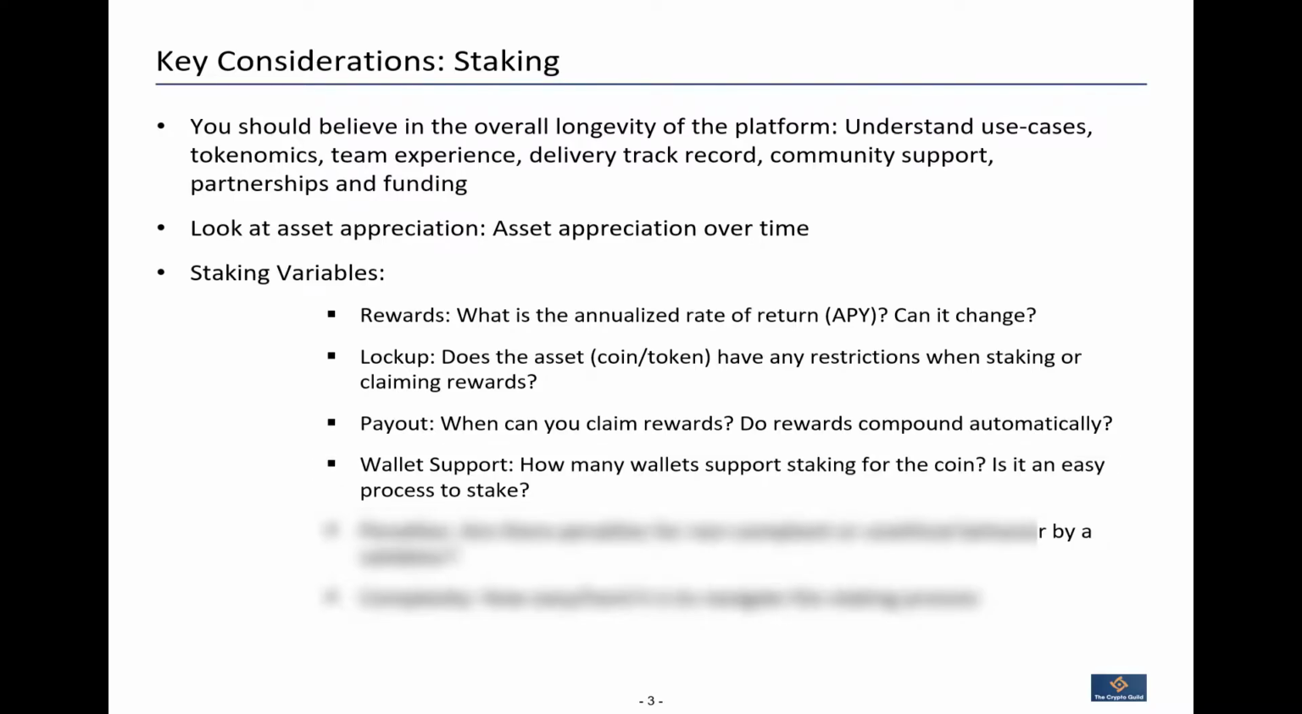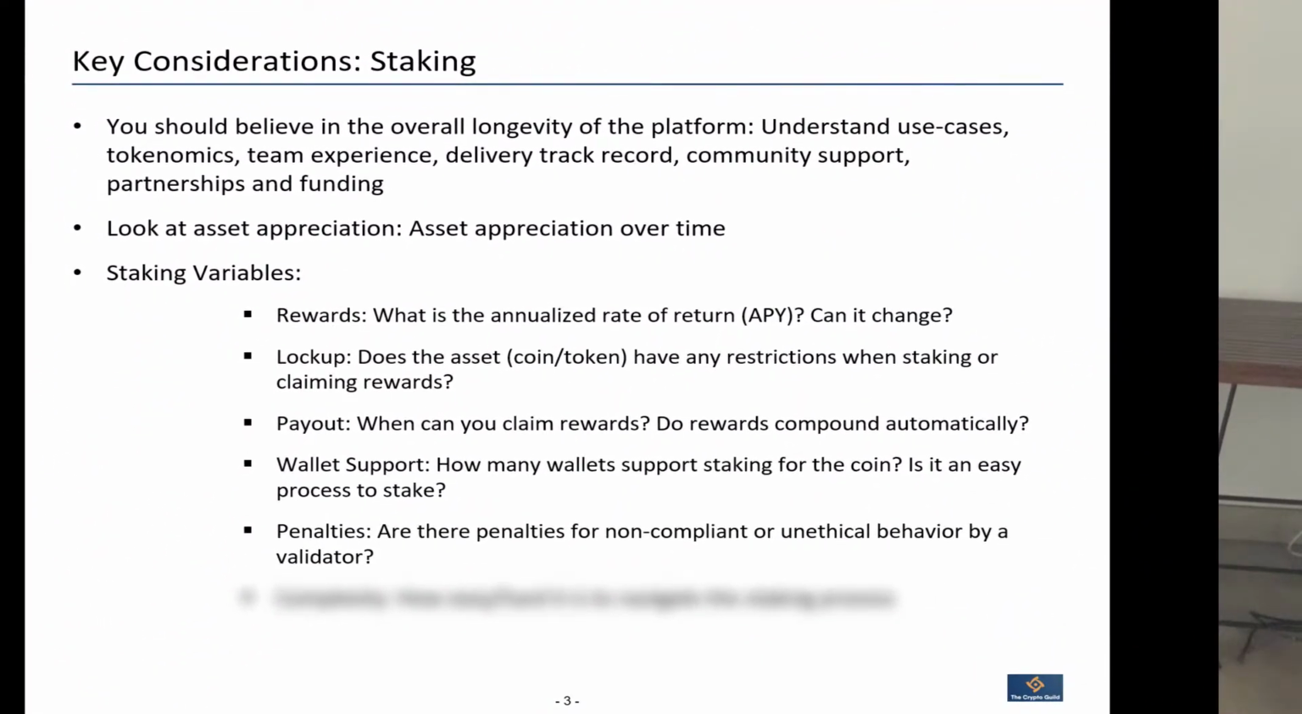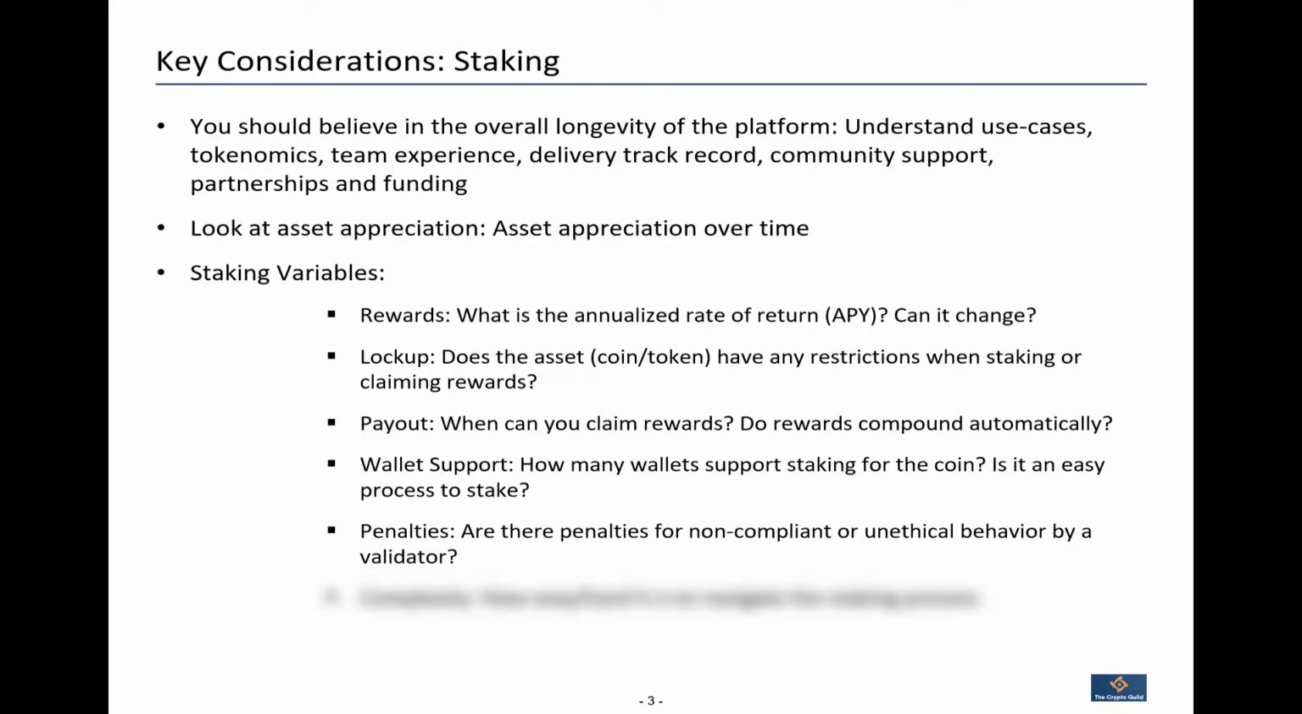The next thing you should look at is wallet support. Not all staking is created equal. Some staking blockchains have much more significant wallet support and integration, so that's something you might want to keep an eye on. The fifth thing is the penalties. Penalties are typically given when you delegate your stake to a validator, or one or more validators. If the validator indulges in non-compliant or unethical behavior, there's typically a penalty, a slashing penalty, for this kind of behavior. And you want to keep track of what those slashing penalties might be.